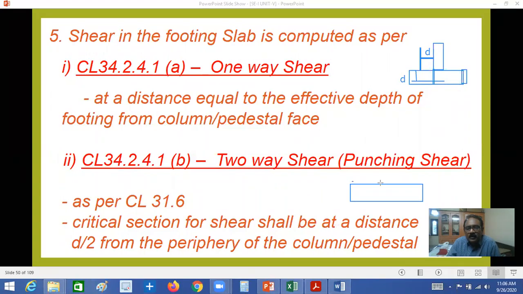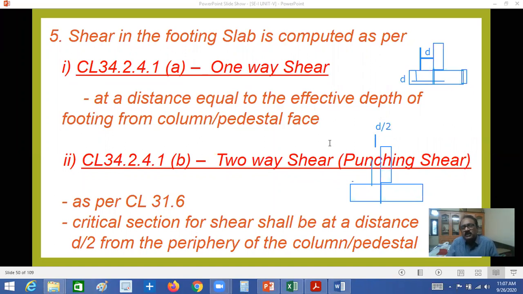Suppose this footing, you know what is punching? You have heard the punching word many times. Okay, this is the face of the column. Punching shear is always covered by clause 31.6, which I will explain here. If you see, this is nothing but your D by 2 here, D by 2, right?